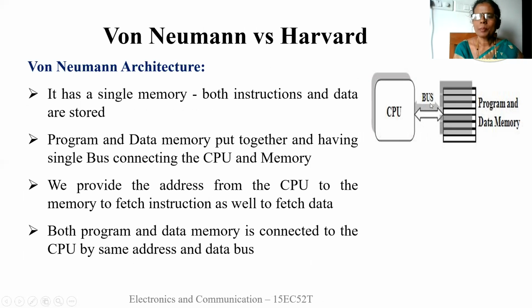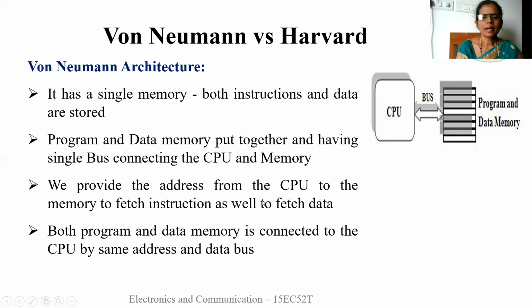There is one bus that communicates between the CPU and the memory. It has a single memory. How many memories have I shown here? Only one memory. So it stores both instructions as well as data. The program and data memory are put together, with a single bus connecting the CPU and memory. Both program and data are in the same memory and they are connected to the CPU using this bus.